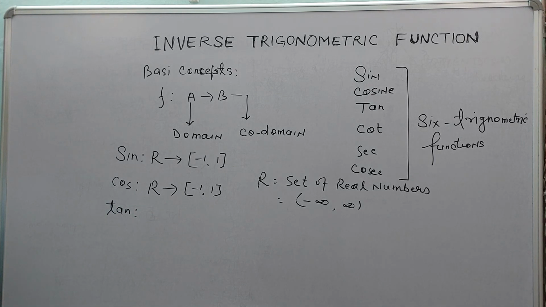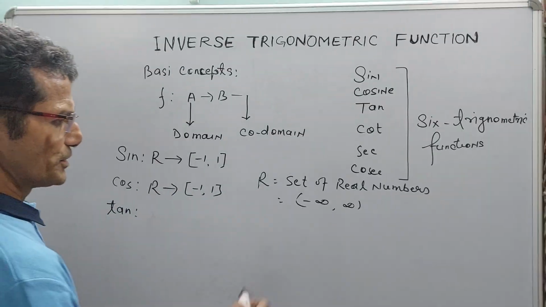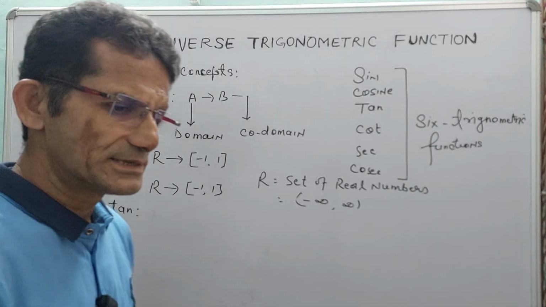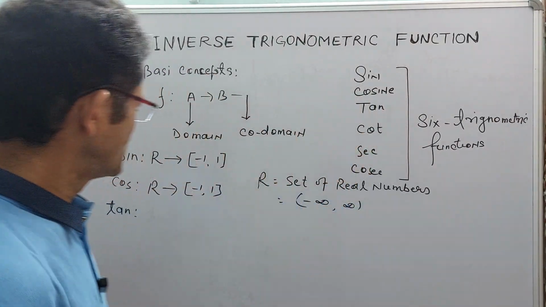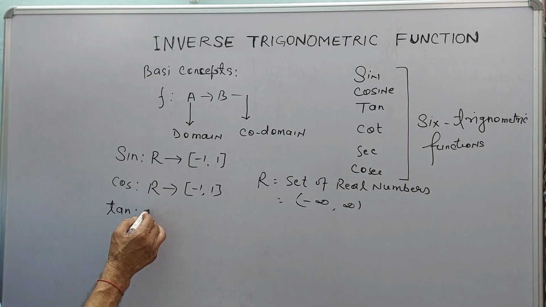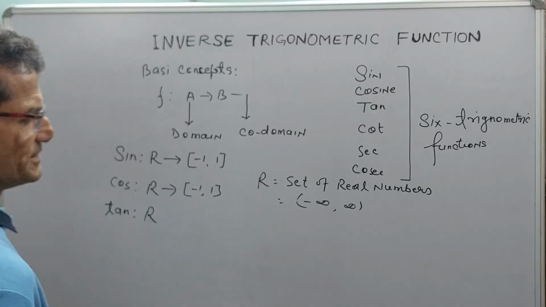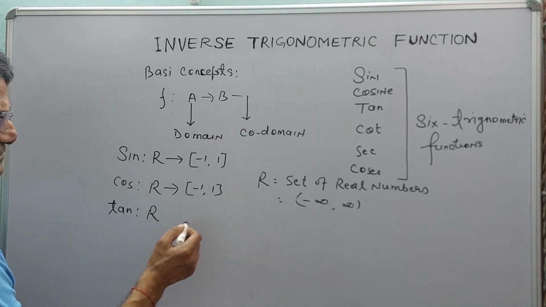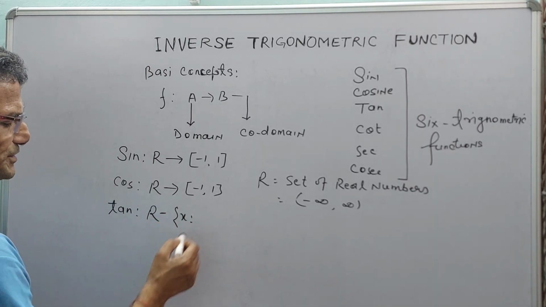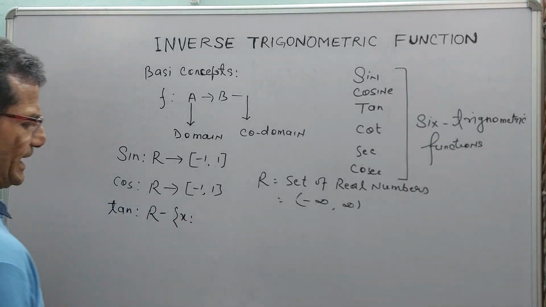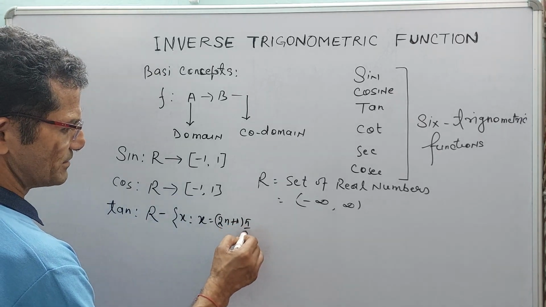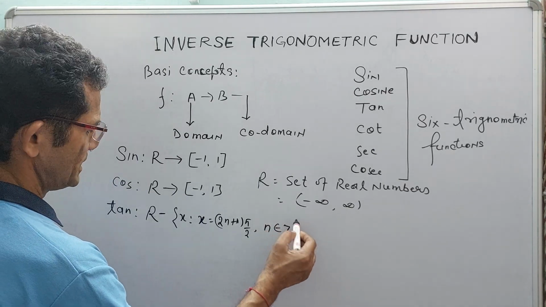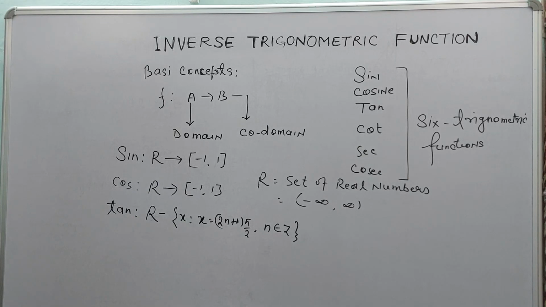its domain will be, some elements from the set of real numbers we have to delete, because we know that the tangent function is not defined at 90 degrees, minus 90 degrees, and all odd multiples of 90 degrees. So we have to exclude some elements from R: x such that x is an odd multiple of pi by 2, that is (2n+1) pi by 2, where n belongs to the set of integers. This is the domain of the tangent.